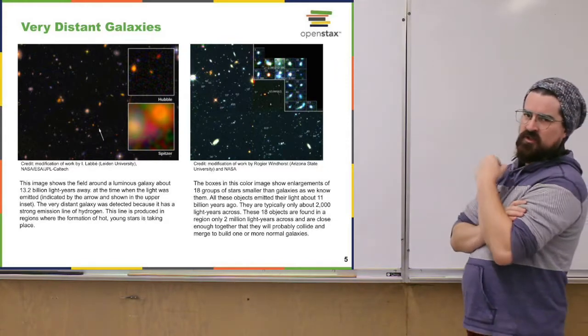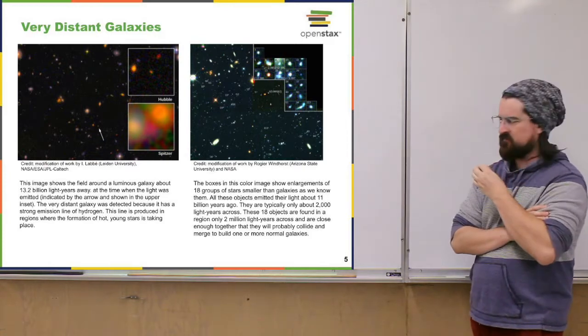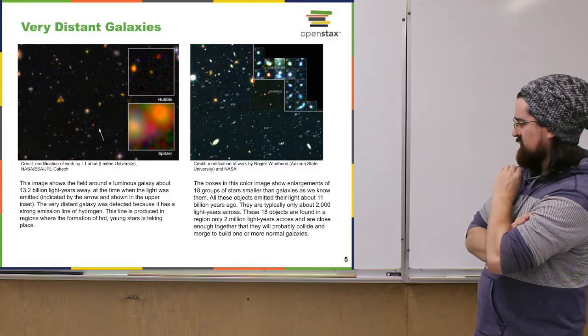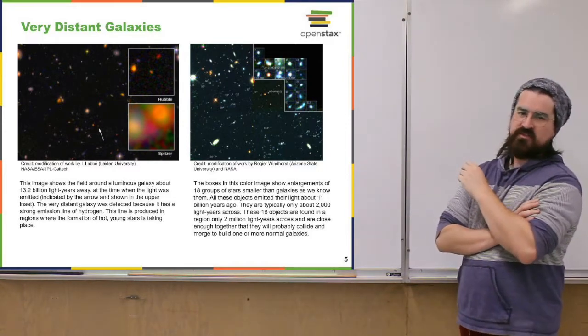You see early on in the universe, the galaxies are generally still much smaller. It's also worth pointing out that all of these galaxies are in a fairly close region to each other, which means they're probably on their way to colliding into each other.